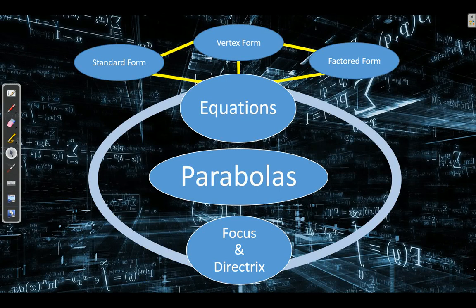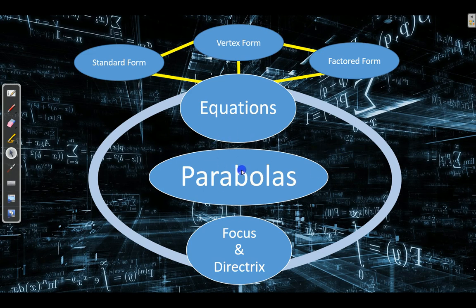Right now we're going to take a look at a new way to define a parabola. So far we've been looking at parabolas and we've been defining them as equations, like y equals x squared is the parent function. And then as we make them more complicated and we transform them, we looked at standard form, vertex form, and factored form. All three of those types of equations give us a parabola.